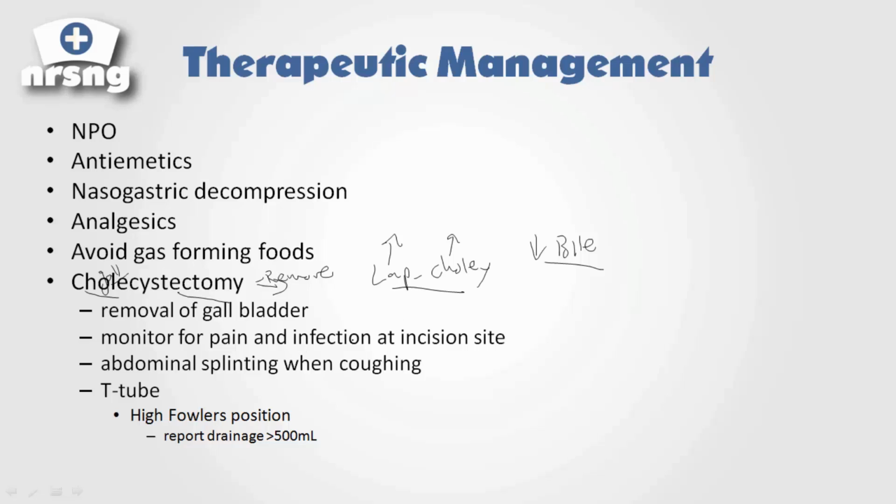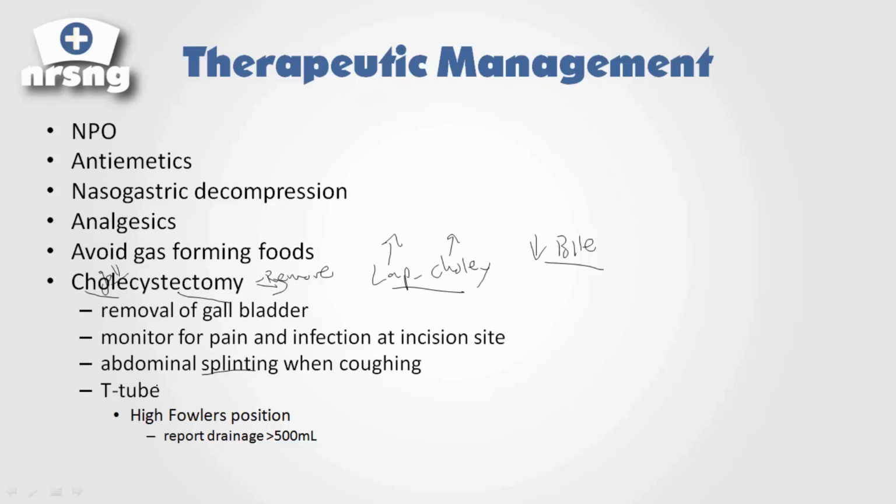But post-op, we're going to monitor for pain and infection at the incision site, and we're going to instruct the patient on abdominal splinting when coughing. What that is, they can just apply a pillow there or apply some pressure there when they cough, and that will help to prevent evisceration of the wound site.